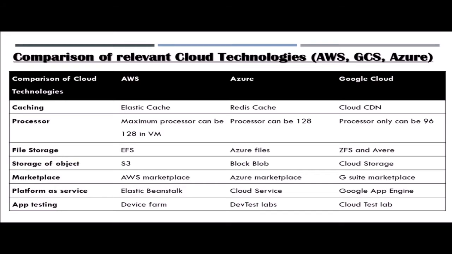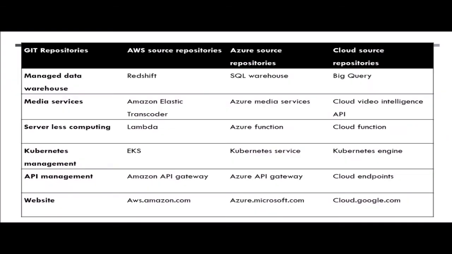For the processor, Azure and AWS can go up to 128, but Google Cloud can only go up to 96. For computing, it is Lambda for AWS, Azure Functions for Azure, and Cloud Functions for Google Cloud. The websites are aws.amazon.com for AWS, azure.microsoft.com for Azure, and cloud.google.com for Google Cloud.